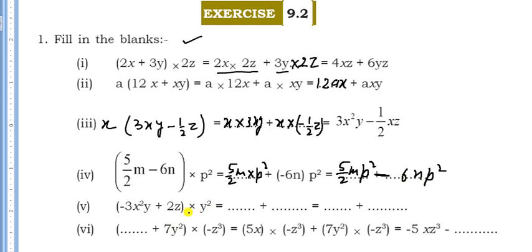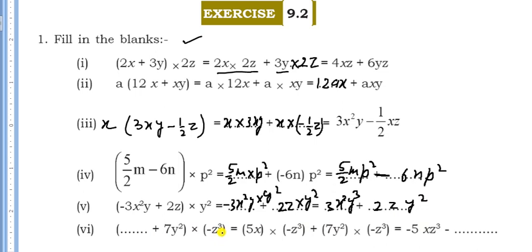Let us see what happens in this. Multiply by y square. So we get minus 3x square y into y square, and here is 2z into y square. So what will happen? It is 3x square y to the power 3, and here is 2zy square. So that is your answer.